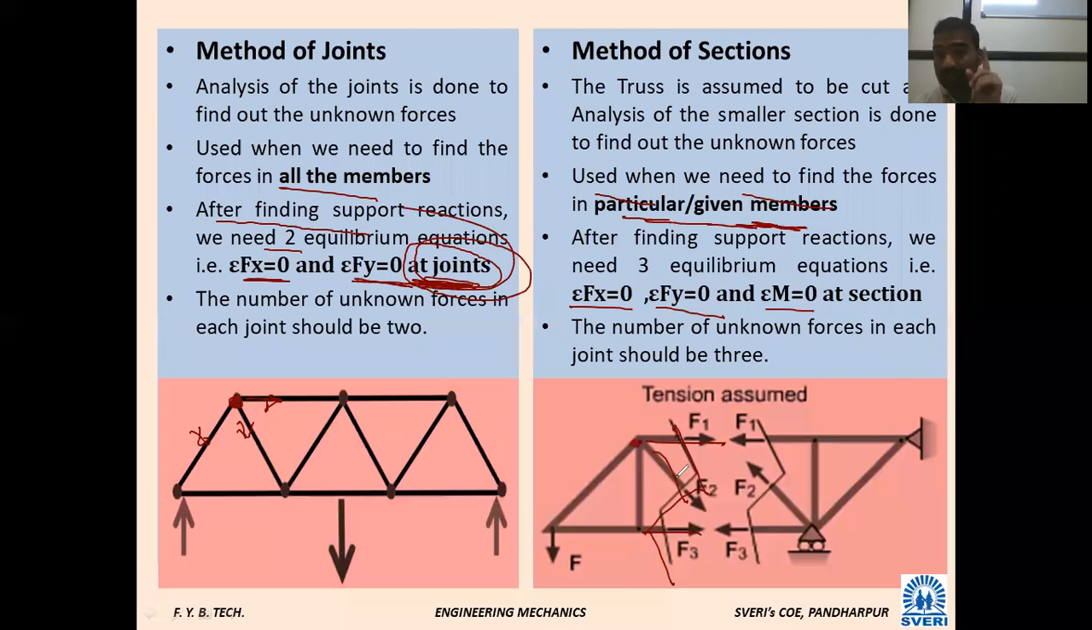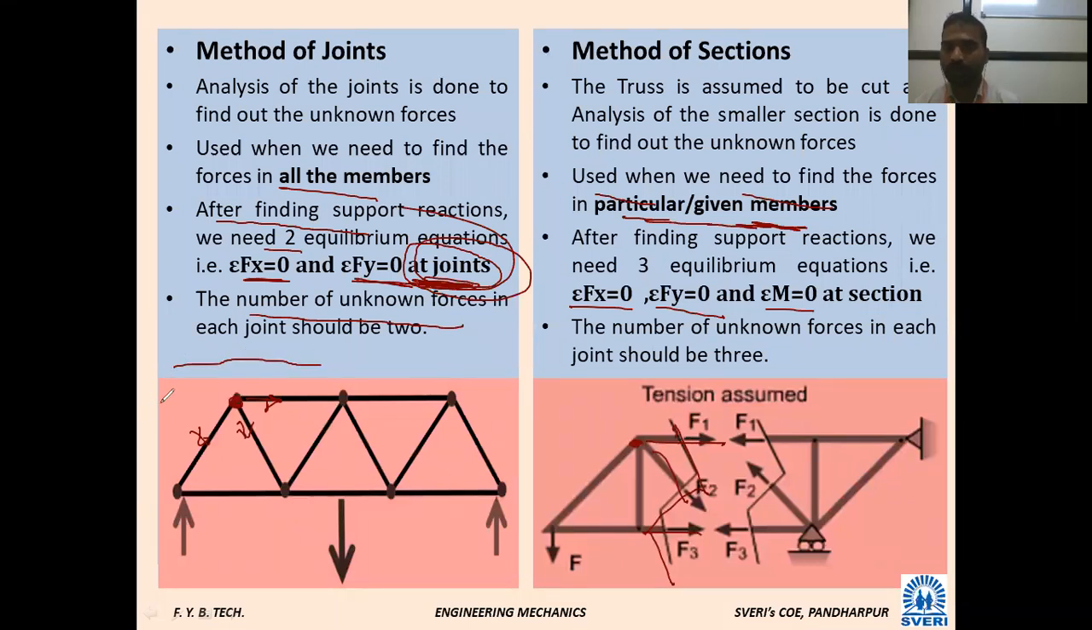So in this method of section, there are how many equilibrium conditions? Three equilibrium conditions: sigma fx is equal to 0, sigma fy is equal to 0, sigma m is equal to 0. Then the number of unknown forces in a member should be 2.